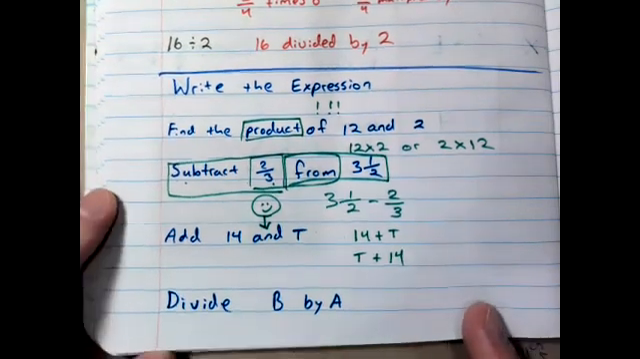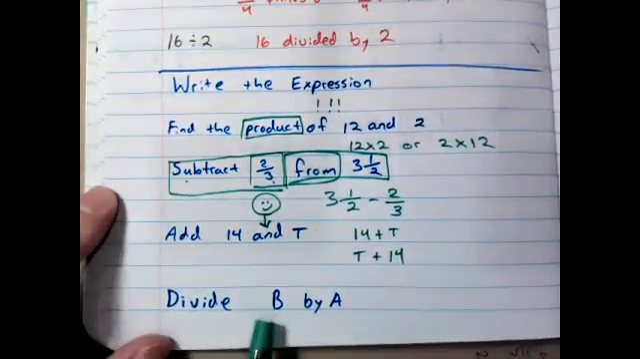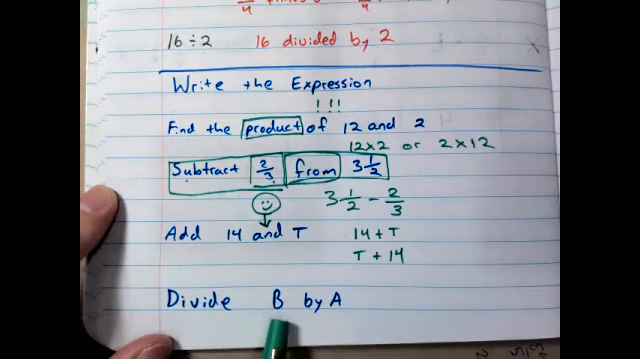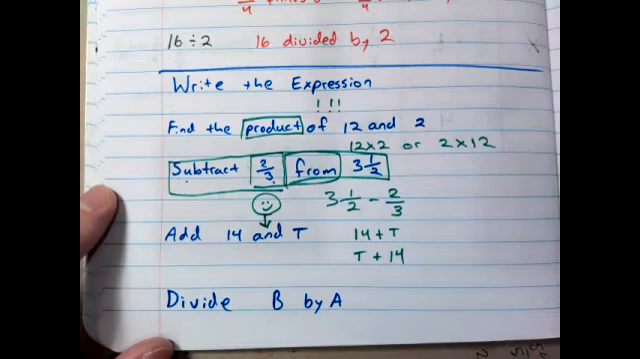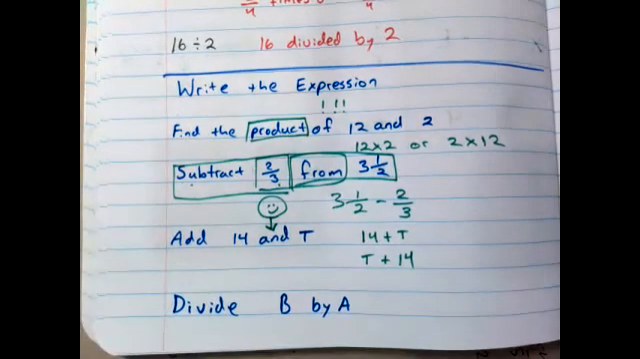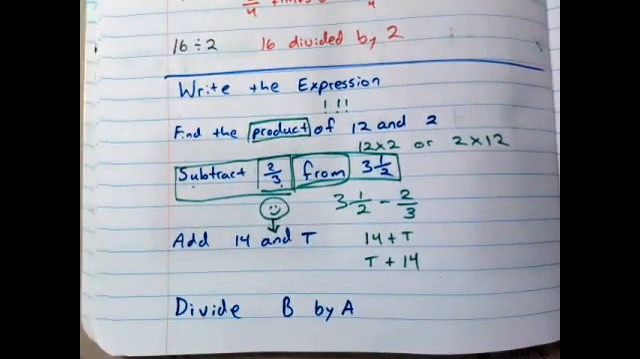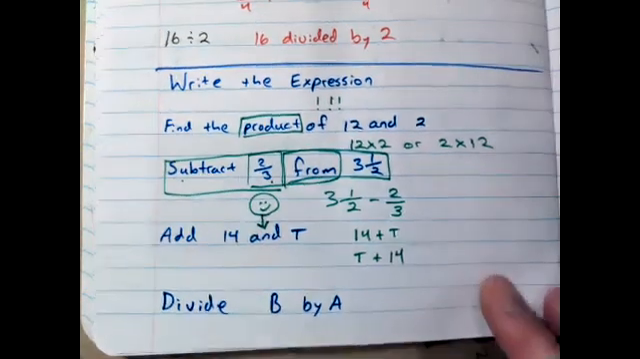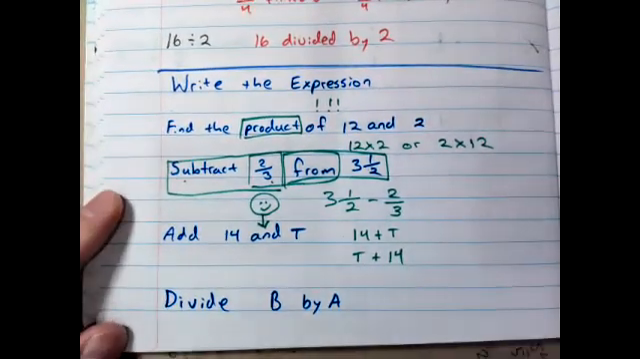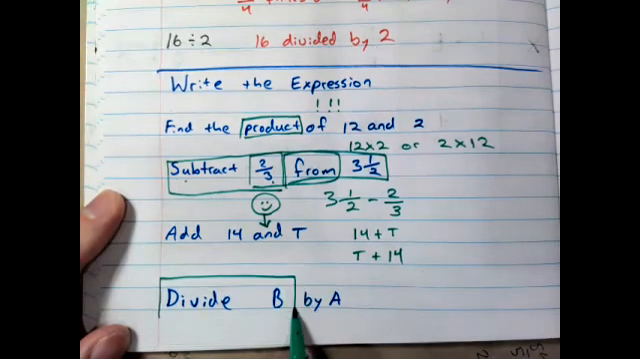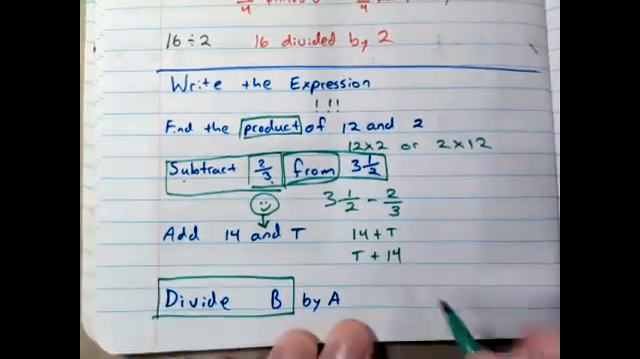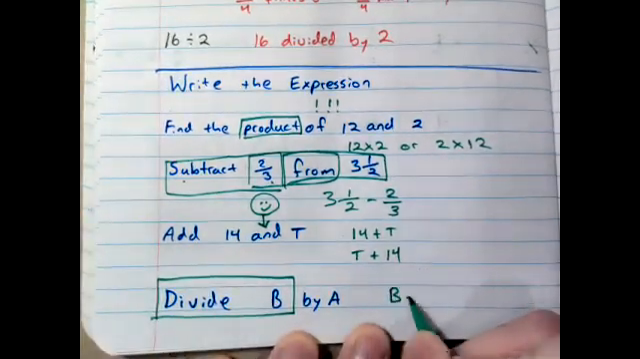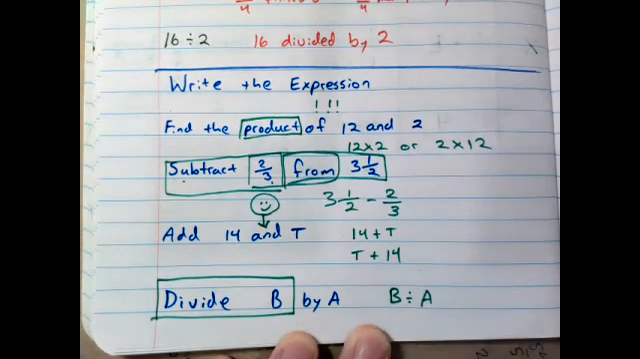Division is always a bit tricky. This time we're going to divide a variable by a variable. The trick is to look at the words and figure out which one is the thing being split up, which is being divided. So I could say B divided by A.